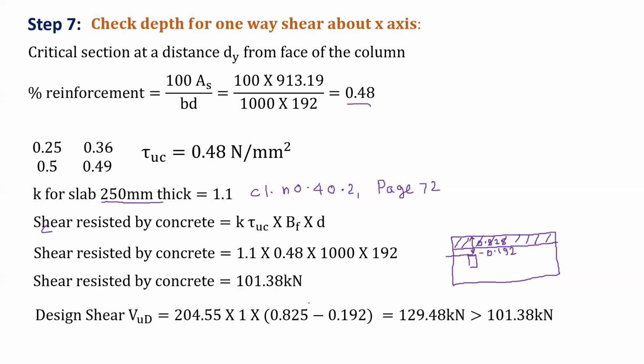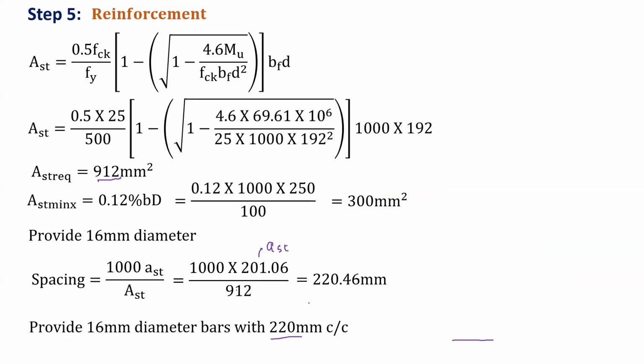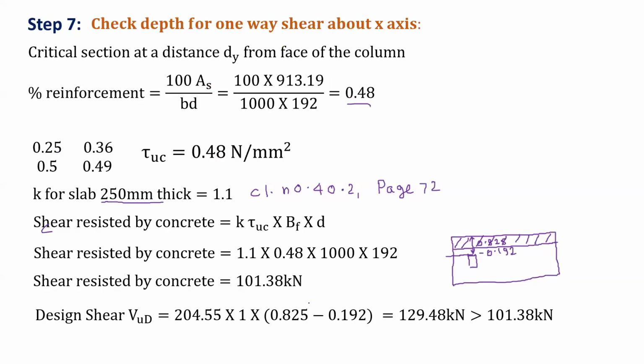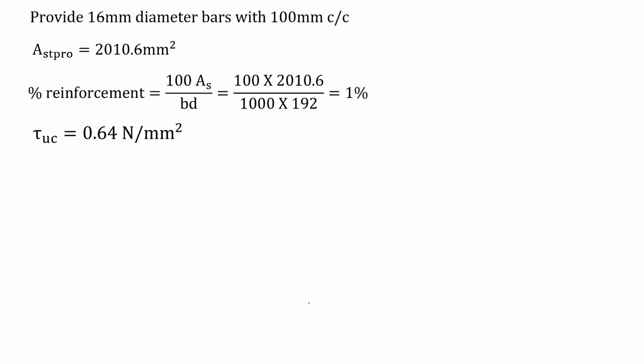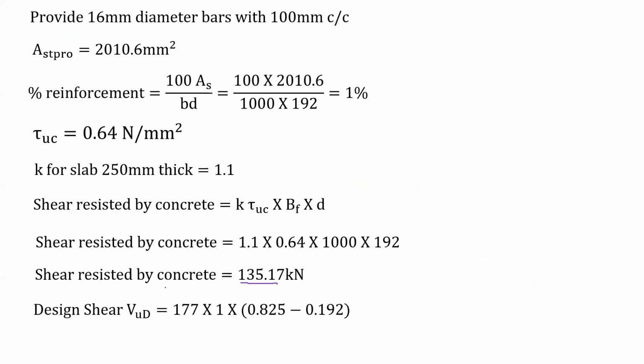So I have provided 16 mm diameter with 100 mm. Before this, we got it as 220. I have reduced the spacing, which will increase the reinforcement. So AST provided we got 2010.6. Then the percentage we will get is 1%, and then tau UC 0.64. If we put all the values and calculate, we have 135.17 kilonewton. And we have calculated actually this is 244.2.